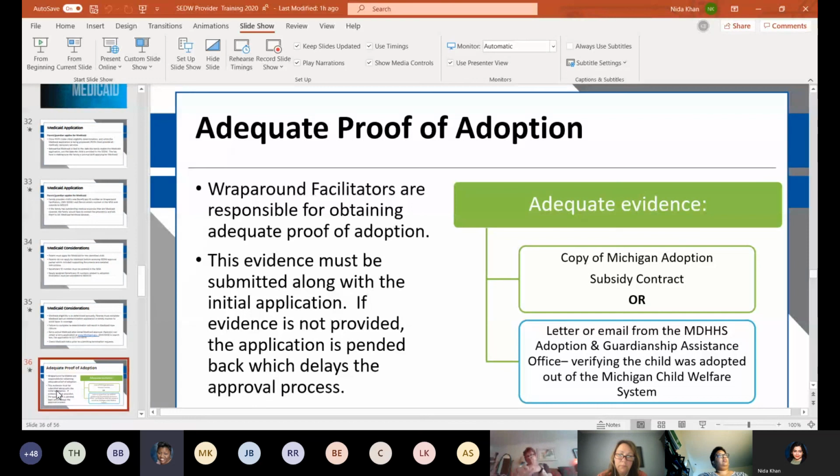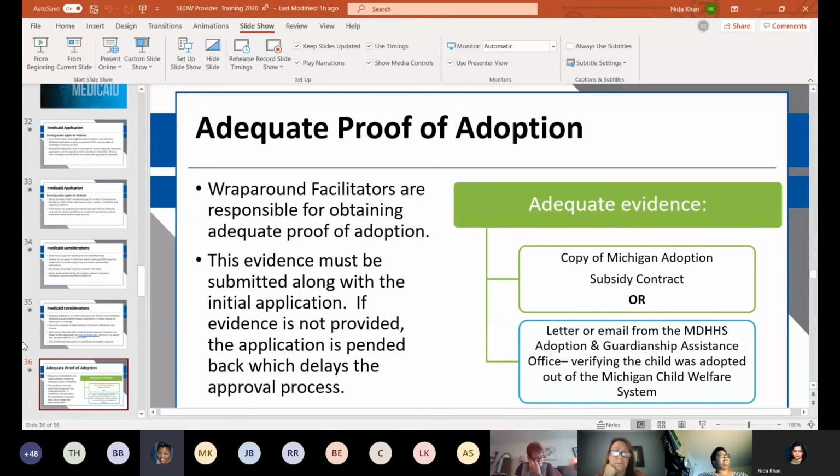So when you submit a packet and a child has been adopted from the Michigan Child Welfare System, there is a letter that's included in OCHN's intake packet from Access asking to verify that the child was adopted. And I jumped right into that letter. I want you to notice that, because if you're looking at this slide, you see there's a copy of the Michigan Adoption Subsidy Contract. Most parents are not able to locate that unless the child was recently adopted, which also happens.